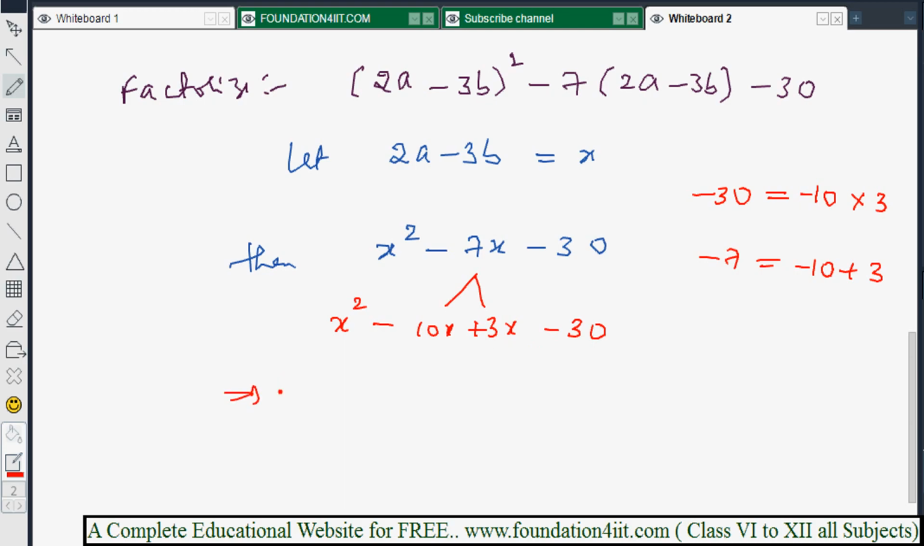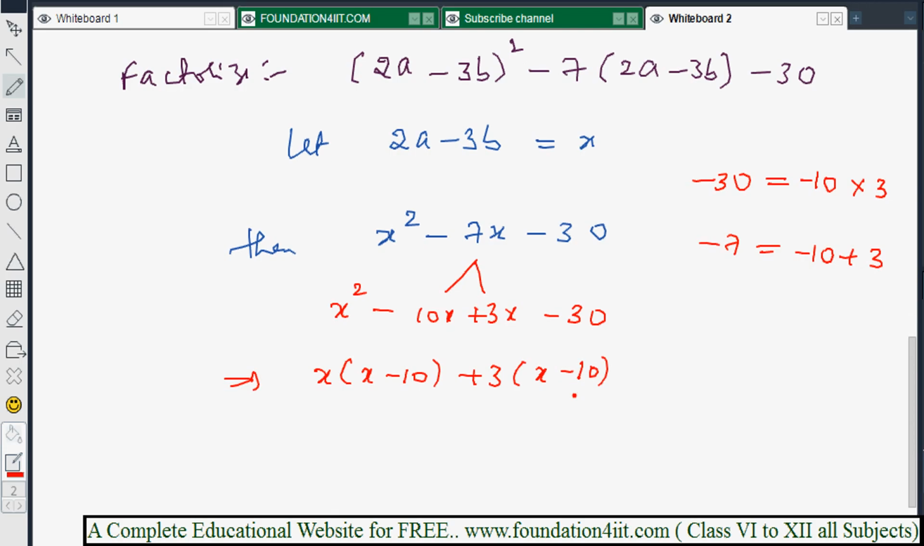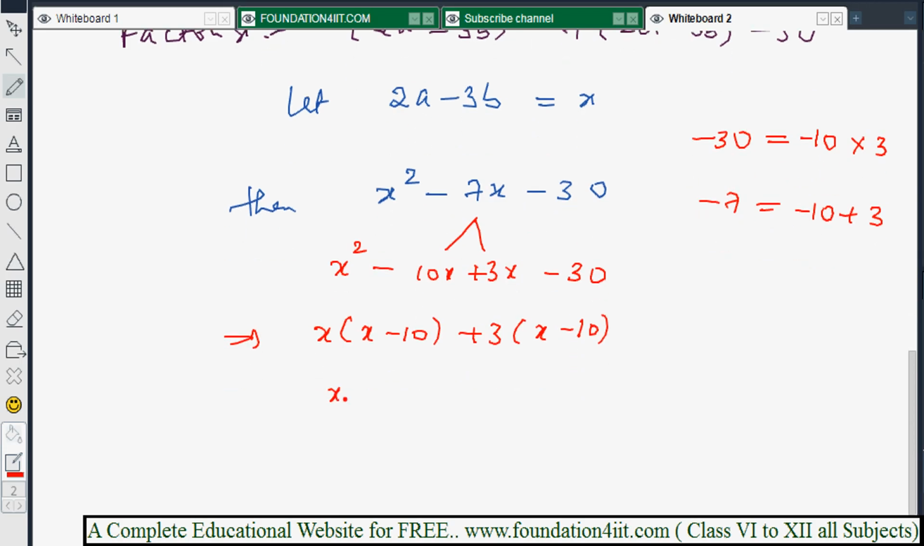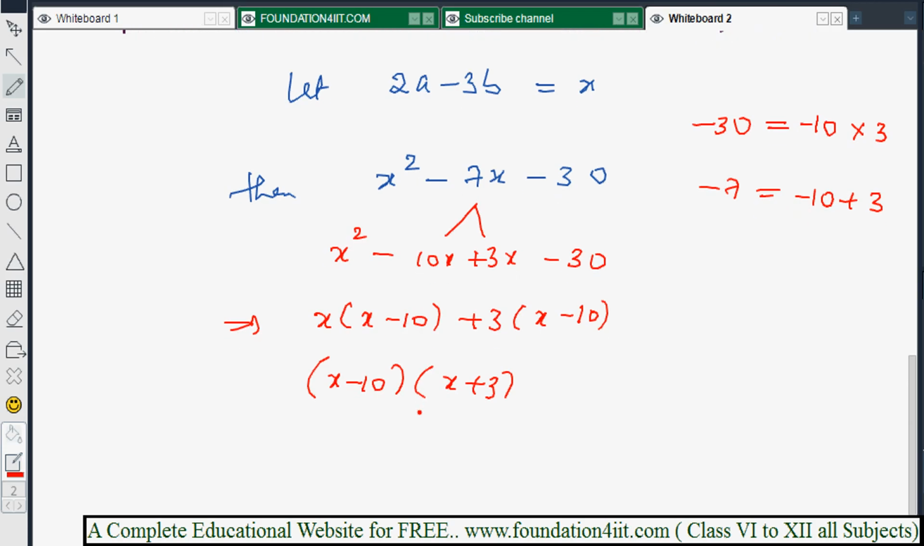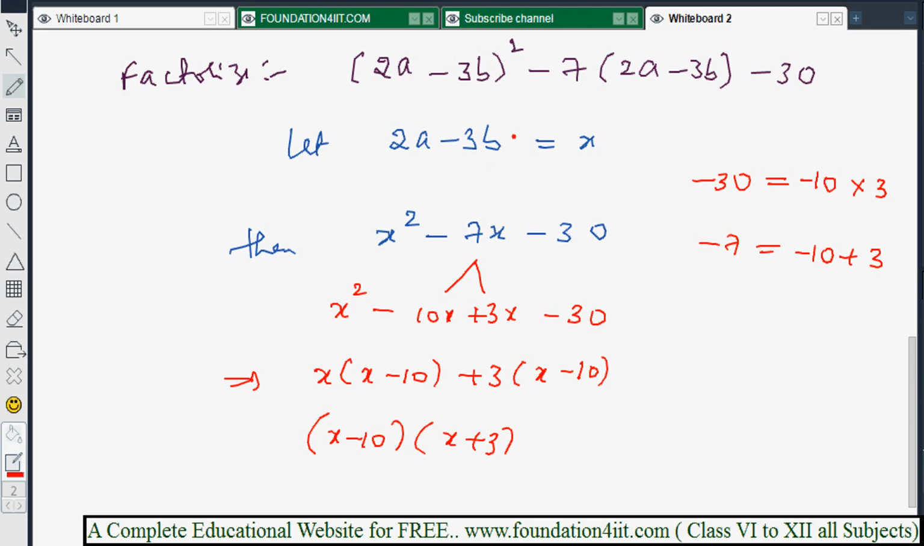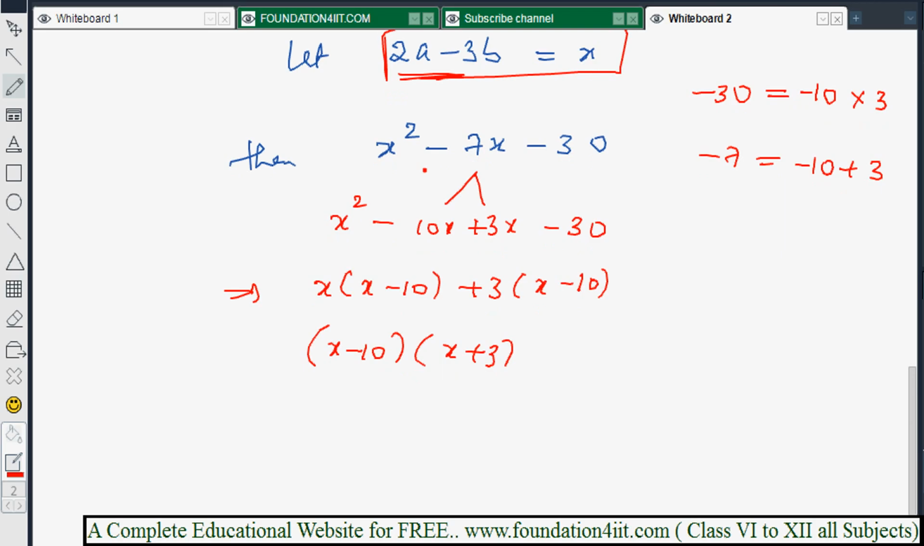Now in the first two terms common x, x minus 10. From the last two terms common is 3, x minus 10. We get the same bracket. Then taking x minus 10 as the common polynomial, x plus 3 is the remaining. That's it. But the problem is not over, because we need to find it in terms of a and b, since the question is 2a minus 3b whole square minus 7. So once you get the x value, substitute: x is 2a minus 3b.